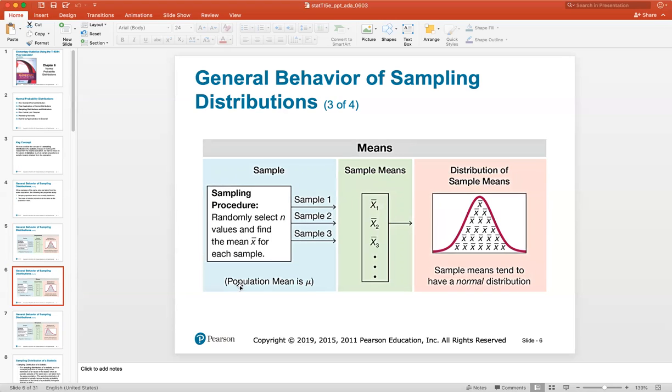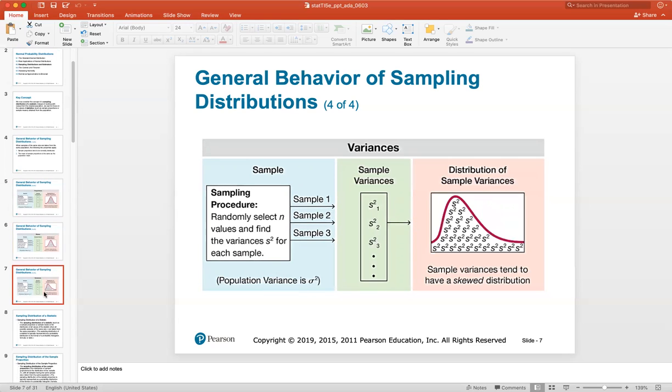Now the next one: what about the sample mean? Once we get these many samples, each with sample size n, we calculate the sample means x1 bar, x2 bar. Here, x bar represents the sample mean, by the way. Then we draw the distribution of sample means. Sample means also tend to have a normal distribution.